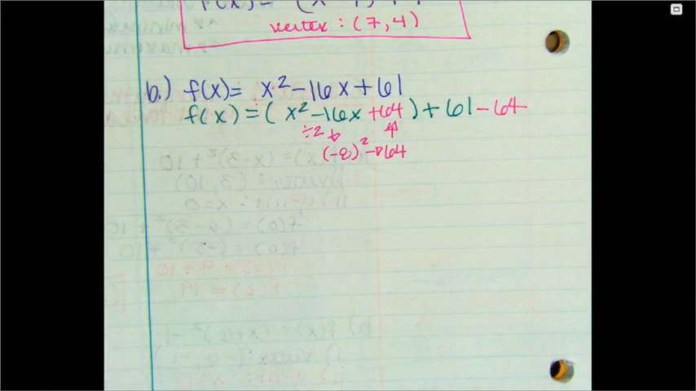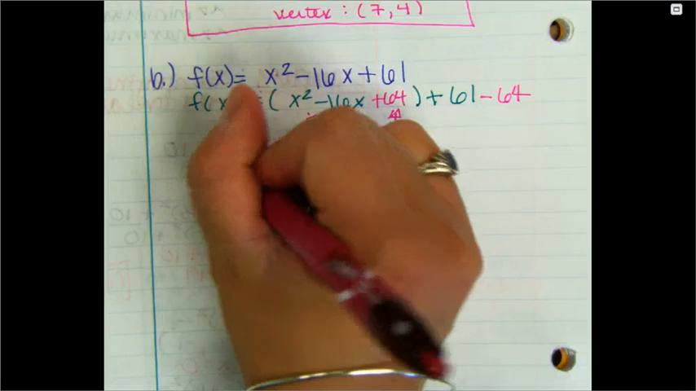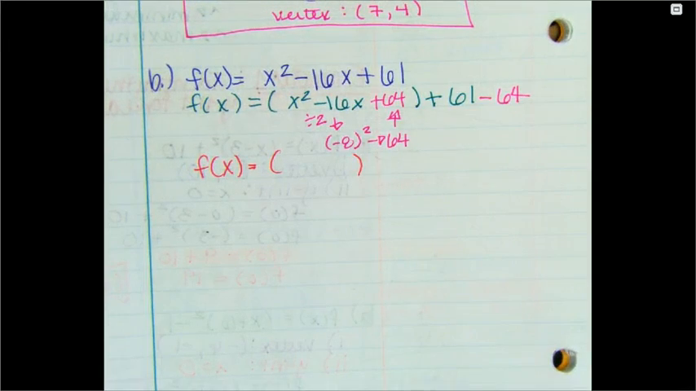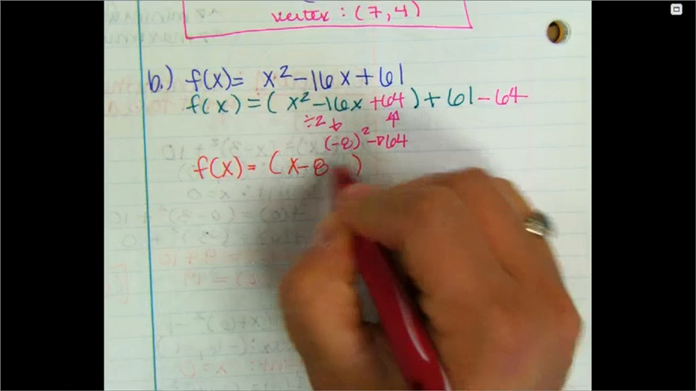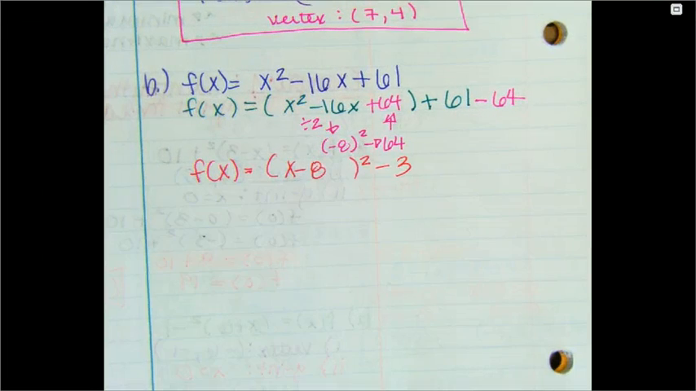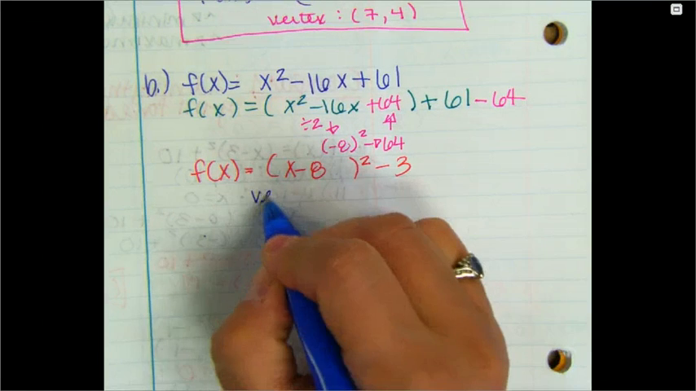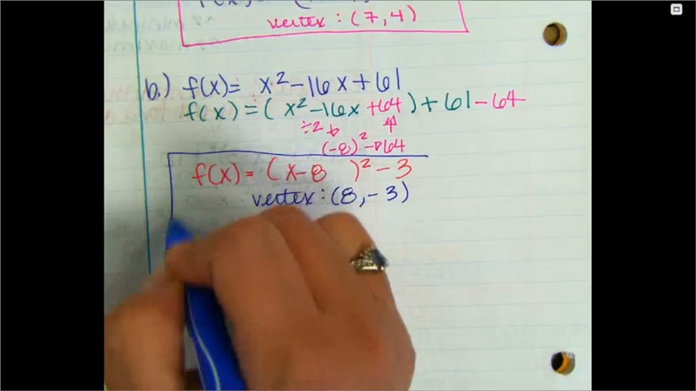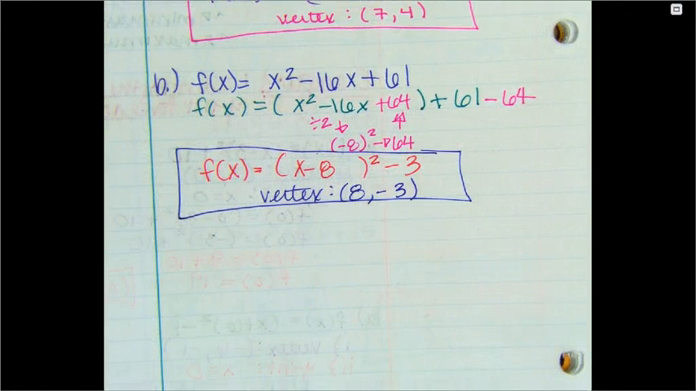Then we go ahead and, starts with an F, factor. Duh. What goes in the parentheses? X minus 8 squared. And then 61 minus 64 is what? Ooh, who had it right? Good. What's your vertex? 8, comma negative 3. Good? Again? Yeah. Let's do it again.